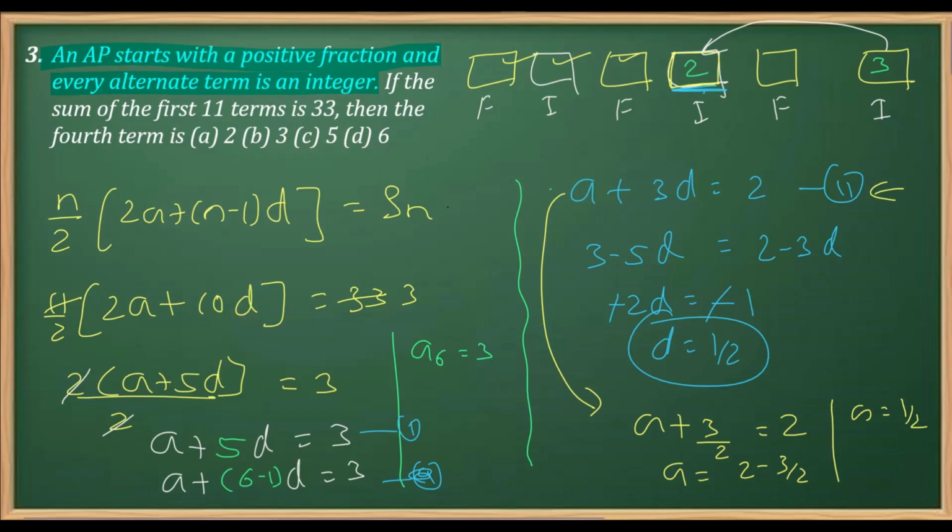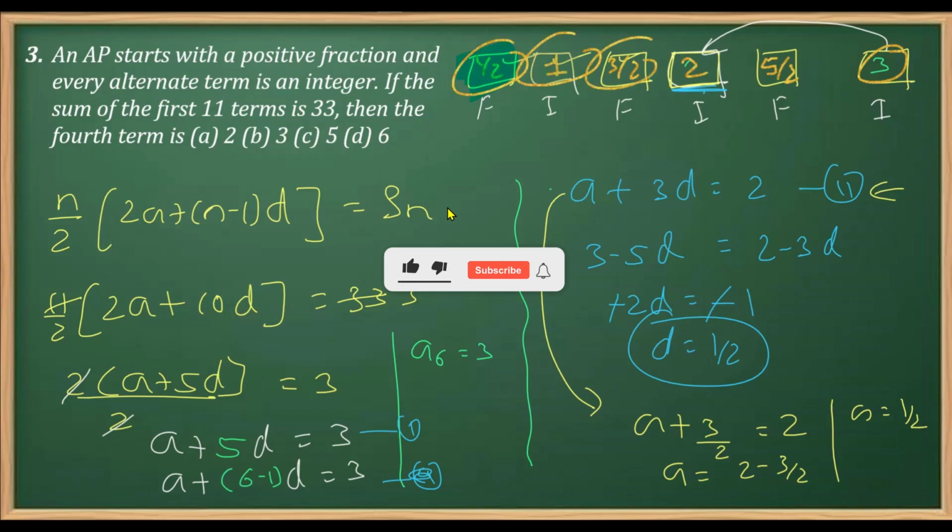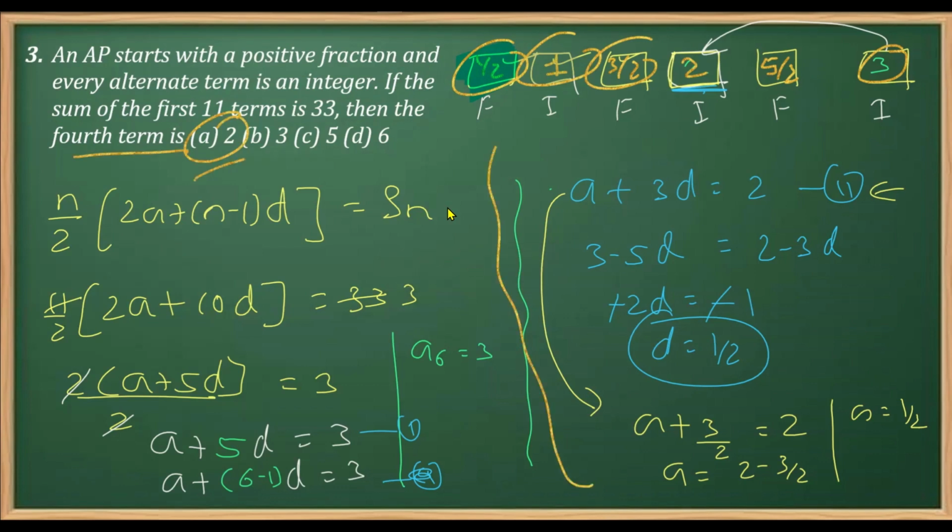Now you can check on the chart table. This is half, this is 1, this is 3 by 2, this is 2, this is 2 and a half, that's 5 over 2, and this is 3. So now if they ask you for any term, like the first term, second term, third term, you can tell the answer. Now we can find out every term. But anyway, we had to find out the fourth term, which we have done without doing this working, and we got this as 2 only.